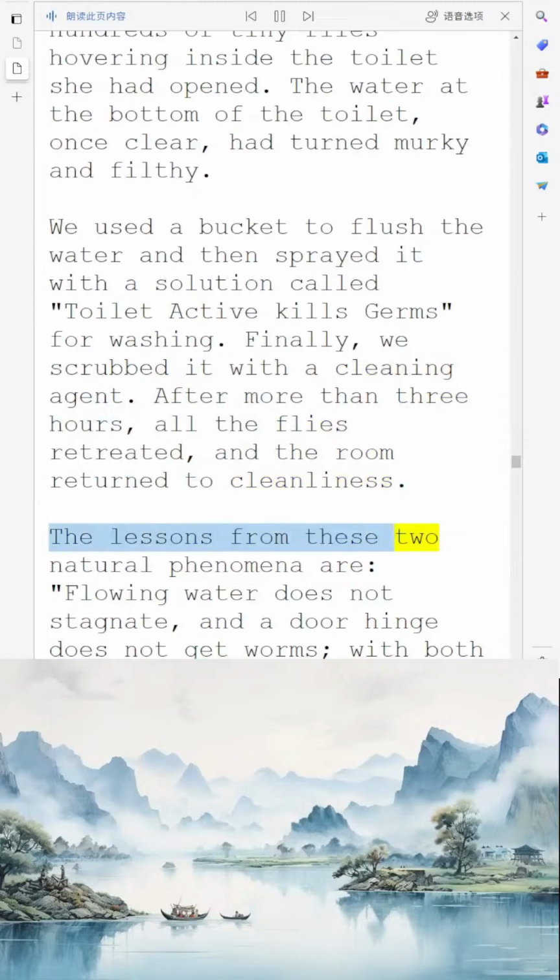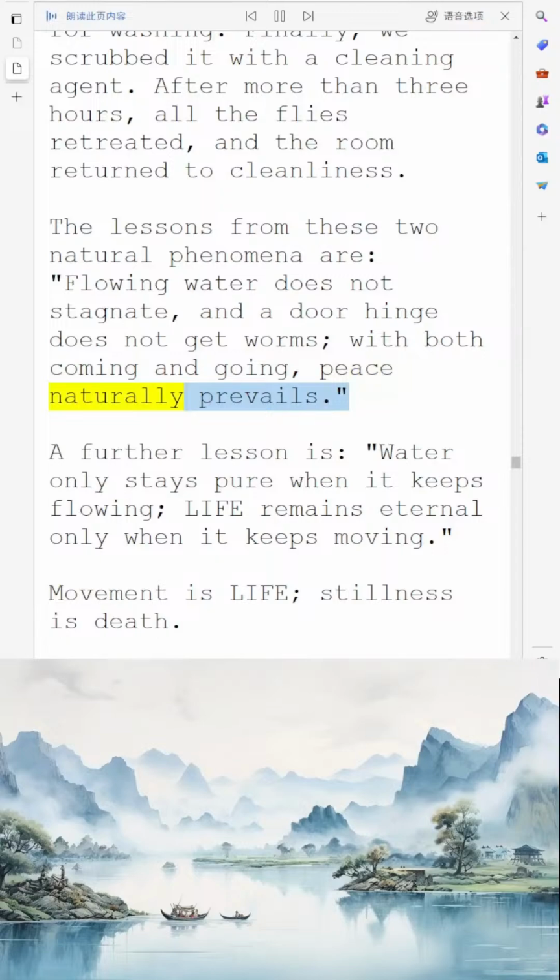The lessons from these 2 natural phenomena are: flowing water does not stagnate, and a door hinge does not get worms. With both coming and going, peace naturally prevails. A further lesson is, water only stays pure when it keeps flowing. Life remains eternal only when it keeps moving. Movement is life. Stillness is death.